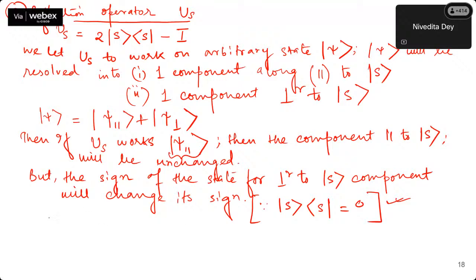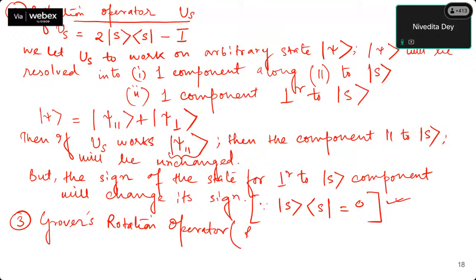But in short, before we jump into the geometric interpretation, we will be defining the third operator. There is one operator which is called the Grover rotation operator. So the Grover rotation operator is the third operator in Grover's algorithm, often represented as RG, or the Grover operator also it is called. Both are the same.